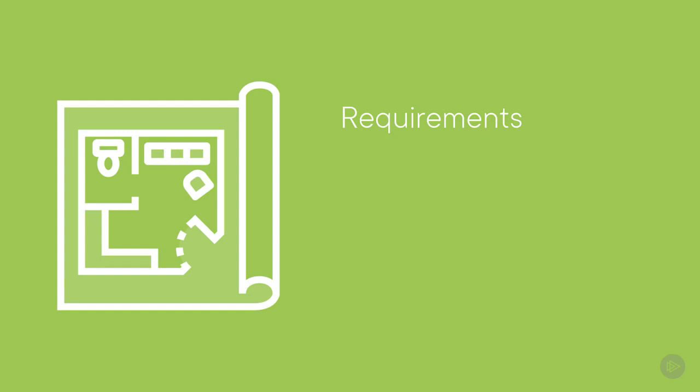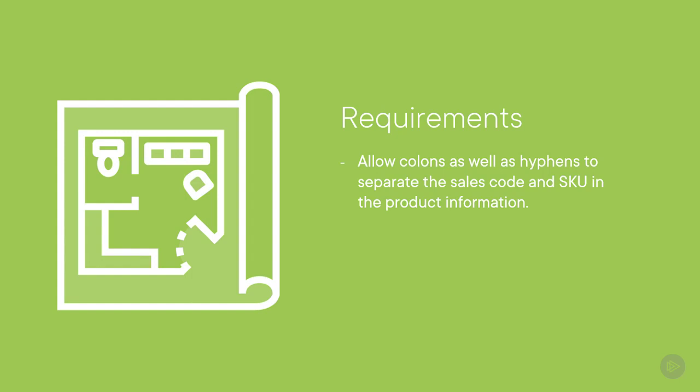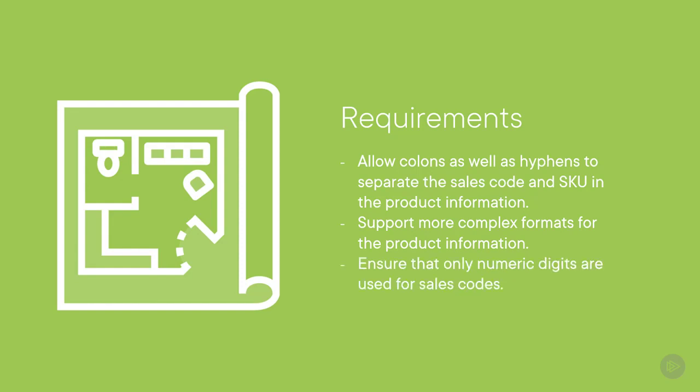We've been handed some additional requirements from the business about the product information data. We've been asked to support colons in addition to hyphens as valid separators between the sales code and the SKU. An additional format for product data has been identified, which is valid and is something we should support. We'll review the details of that format in a moment. Finally, we've been asked to ensure that the sales code portion of the product information only uses numeric digits. Any non-numeric characters should cause the data to be considered invalid.